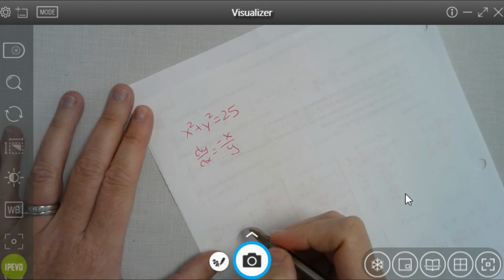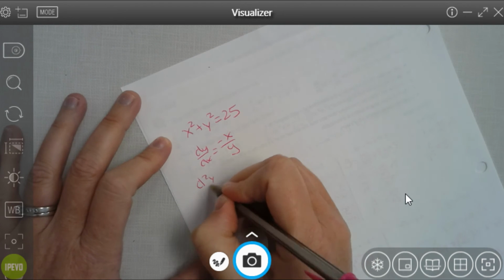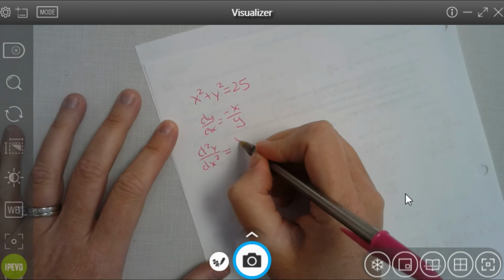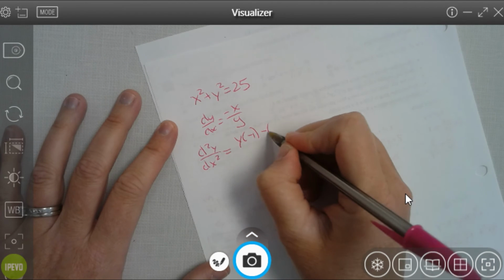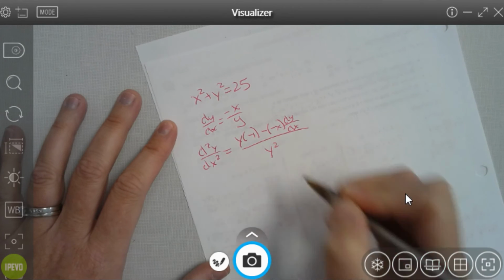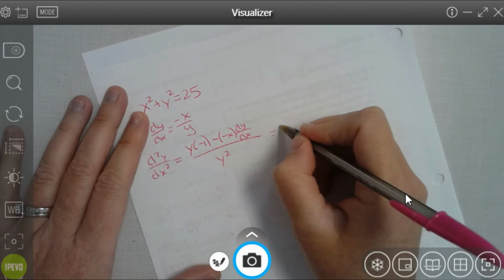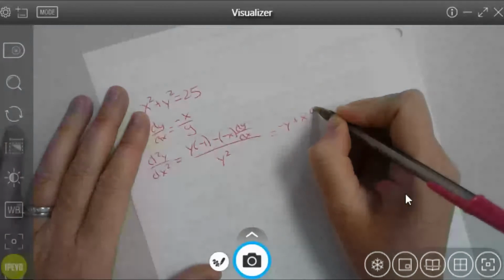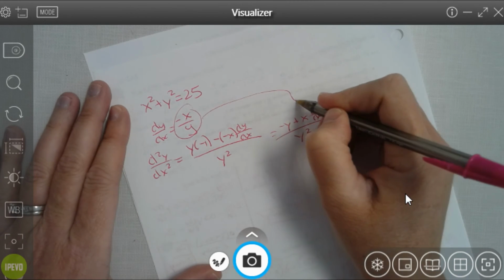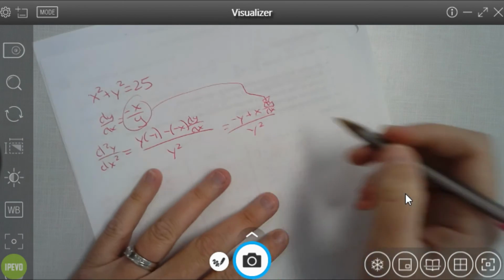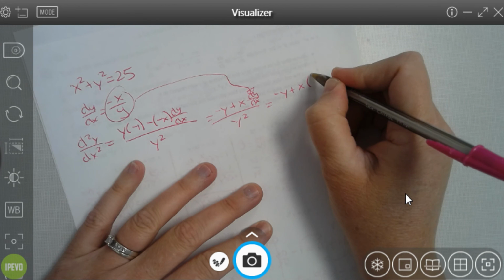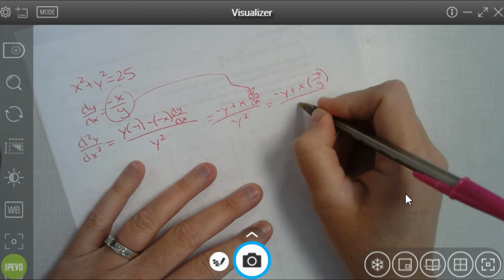To take a second derivative, we're just going to take the derivative with respect to x again, and we're going to do a quotient rule. Bottom times the derivative of the top minus top times the derivative of the bottom, all over the bottom squared. So that gives me negative y plus x dy over dx over y squared. Now I have to plug in what dy over dx equals right there. So it's negative y plus x times negative x over y, all over y squared.